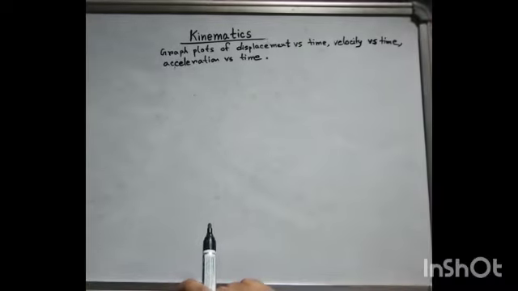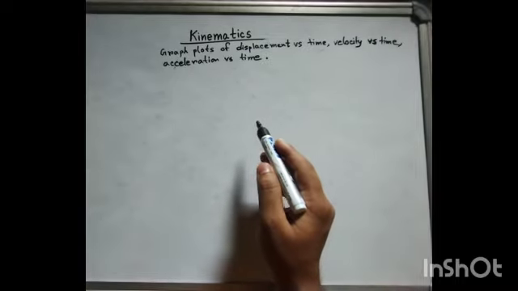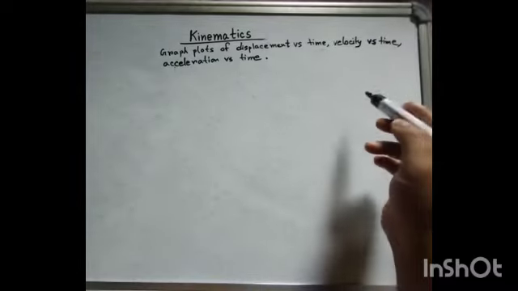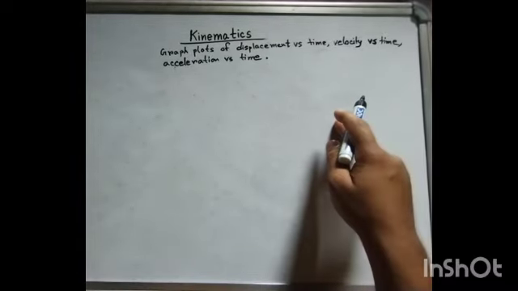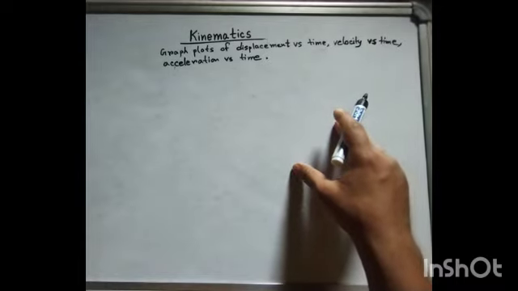Okay, in this video we will learn about different kinds of graph plotting, that can be displacement versus time, velocity versus time, or acceleration versus time, and what to understand from these graphs.